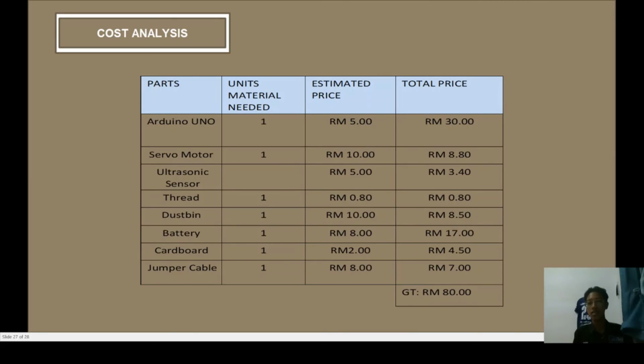And for our cost analysis, our Arduino Uno costs 30 ringgit, our servo motor costs 8 ringgit 80 cents, our ultrasonic sensor costs 3 ringgit 40 cents, our thread costs 80 cents, our dustbin costs 8 ringgit 50 cents, our battery costs 17 ringgit, our cardboard costs 4 ringgit 50 cents, and our jumper cable costs 7 ringgit, which means the total price of our product is 80 ringgit, which we divide by 6, giving 14 ringgit.